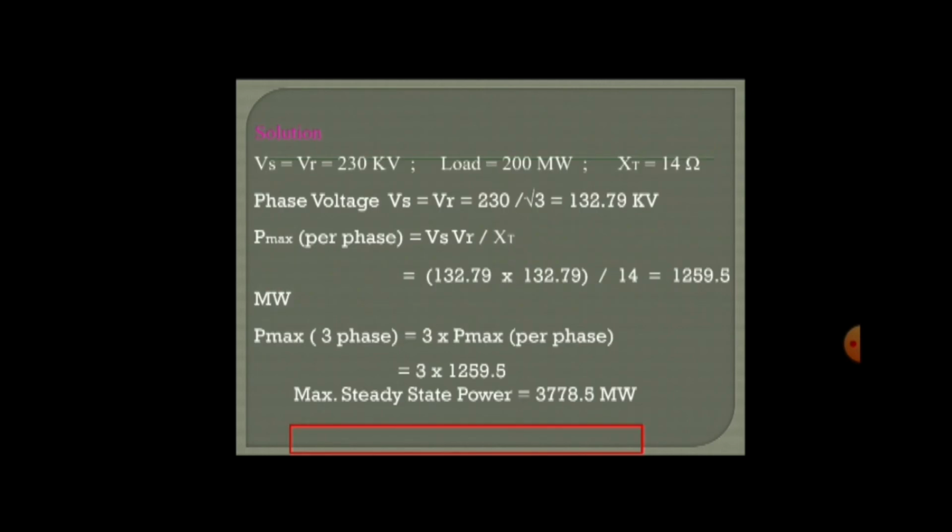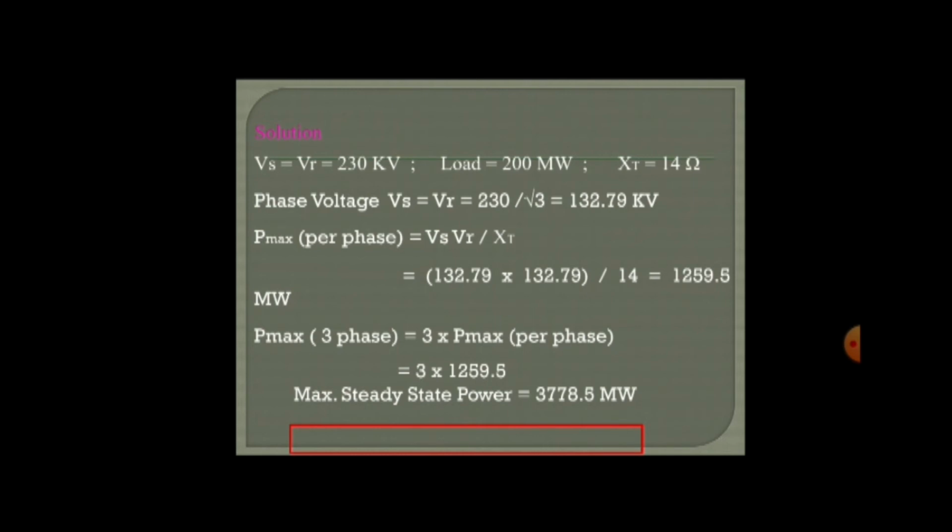Here you have to find the phase voltage. The sending and receiving end voltages will be the same, 230 by root 3, from line to phase. So 230 kilovolts by root 3, you will get 132.79 kilovolts. This is the phase voltage. See here, P max, that is the maximum power per phase. You know this formula; if you don't know, you have to know it, you have to learn it by heart. Sending end voltage into receiving end voltage by reactance.